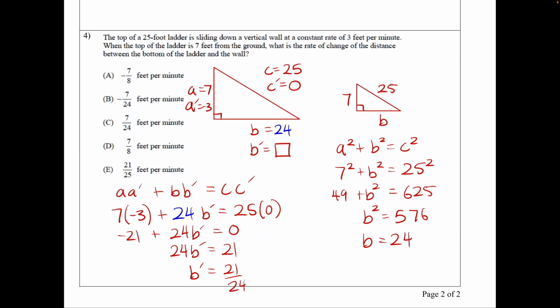We can reduce that because the top and bottom are both divisible by 3. So if I do that, I'm going to get a 7 over 8, and that is a positive 7 over 8. And there is a negative 7 over 8, just in case you want to make a sign error. The correct answer here was D. And it makes sense, right? If I am sliding down the wall, I should be sliding away from the wall as well. Away from the wall is a positive. Towards the wall is a negative.